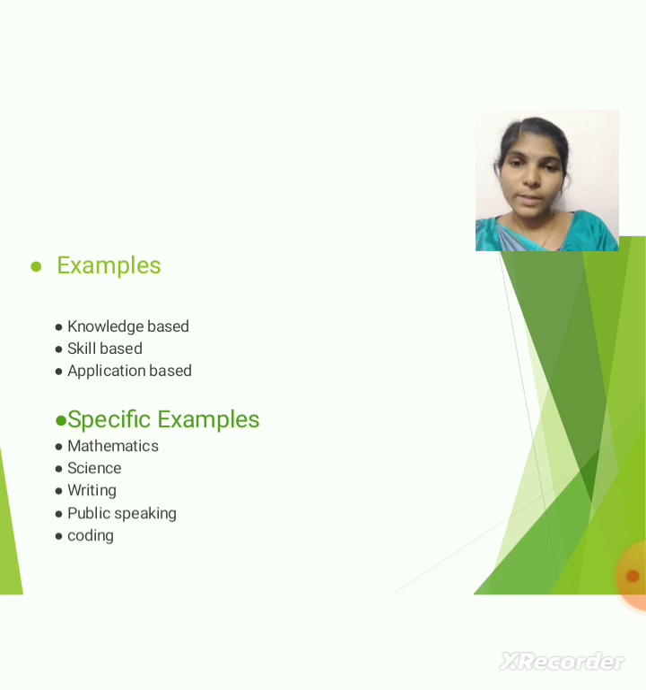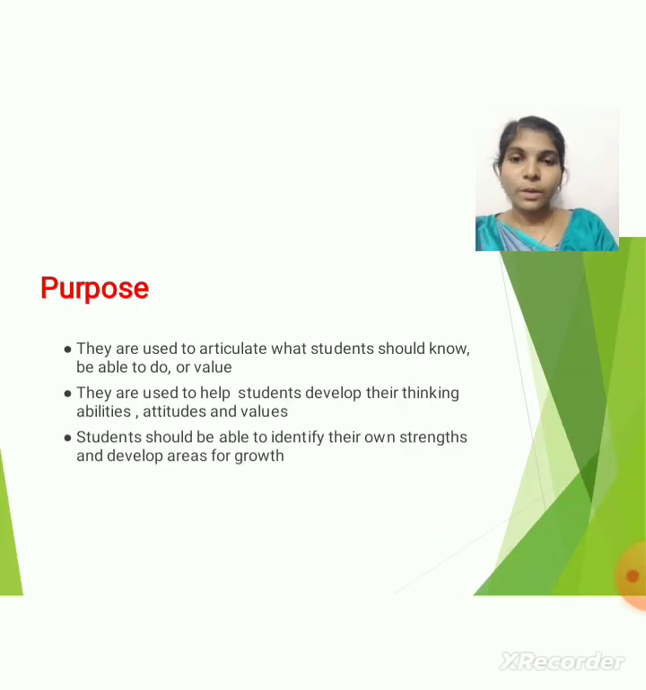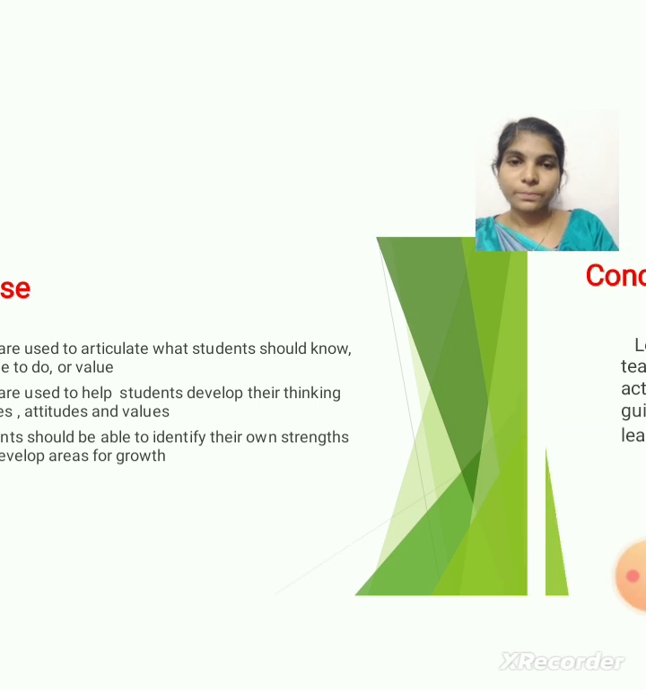Examples: knowledge based, skill based, application based. Specific examples: mathematics, science, writing, public speaking, coding. Purpose: they are used to articulate what students should know, be able to do, or value. They are used to help students develop their thinking, abilities, attitudes, and values. Students should be able to identify their own strengths and develop areas for growth.